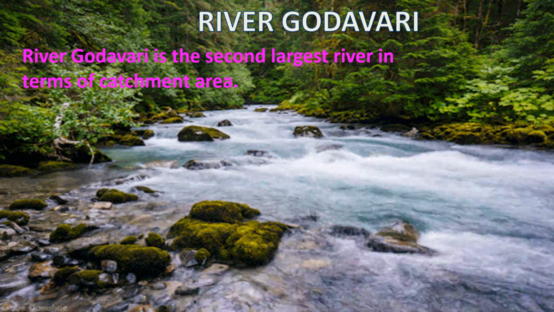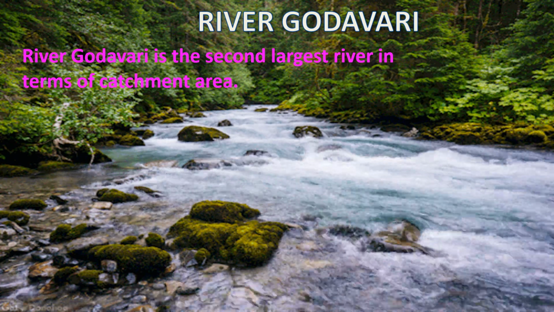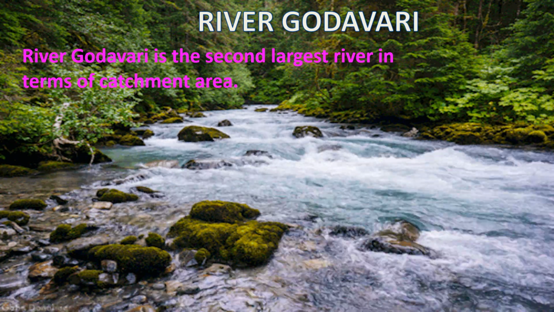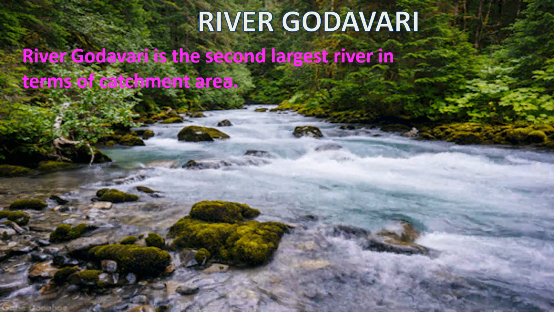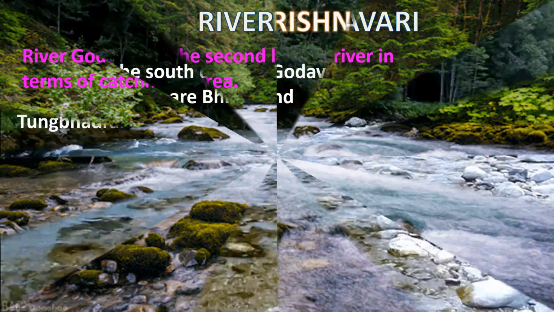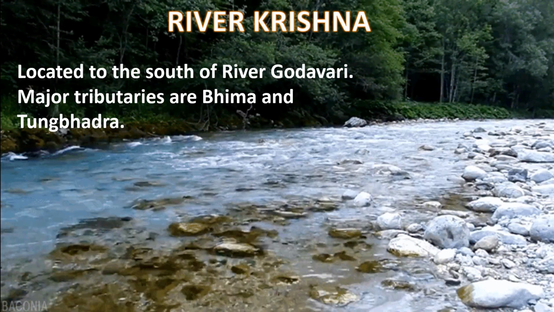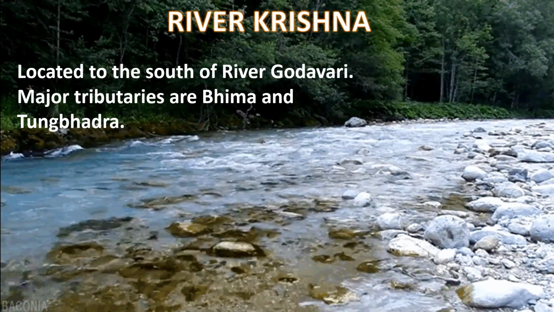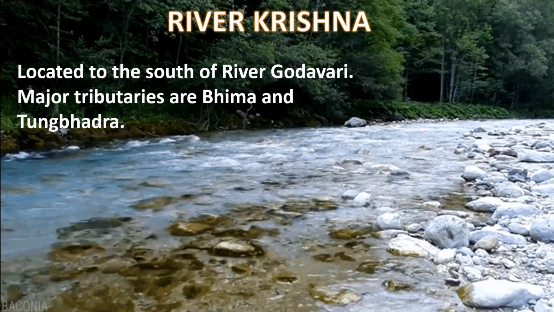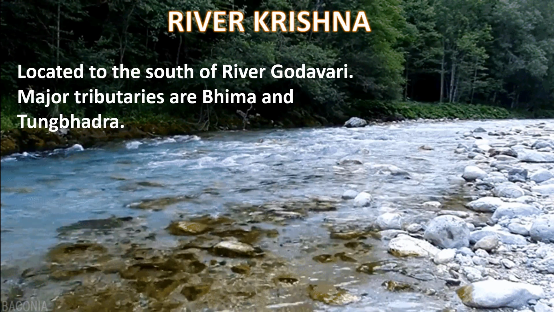River Godavari. River Godavari is the second largest river in terms of catchment area in India. River Krishna, located to the south of River Godavari. Major tributaries are Bhima and Tungabhadra.